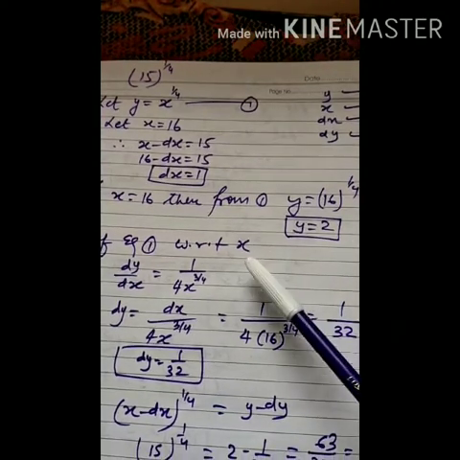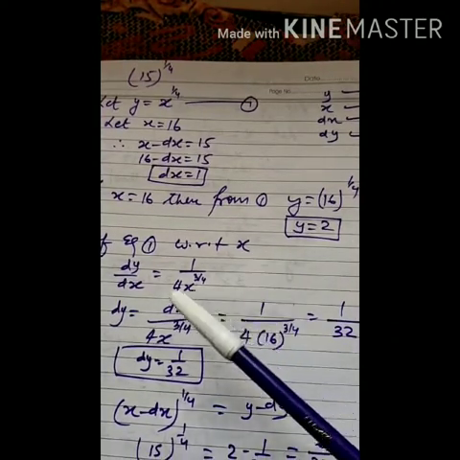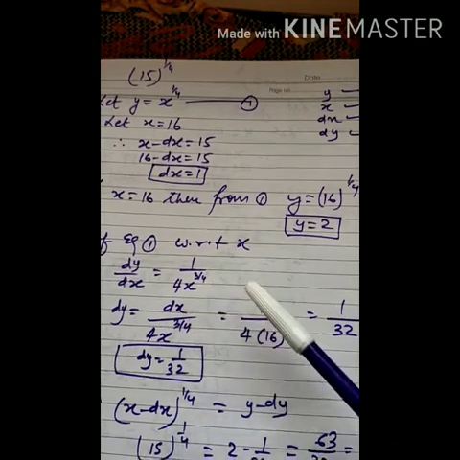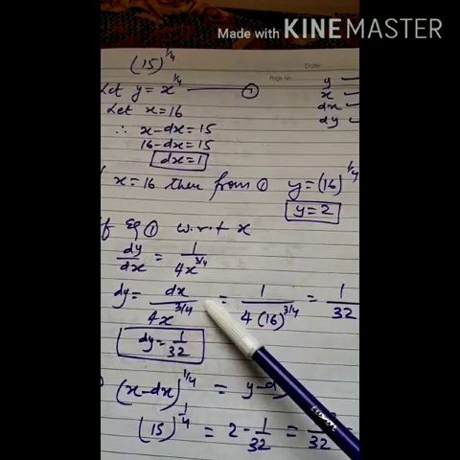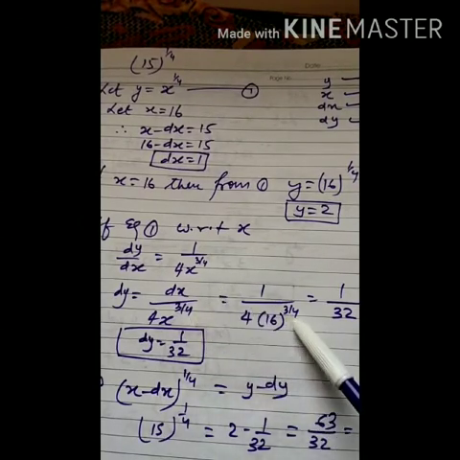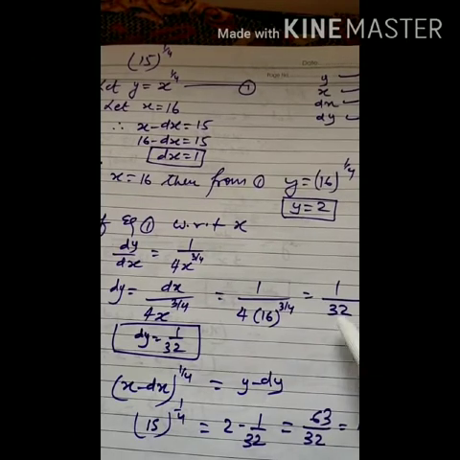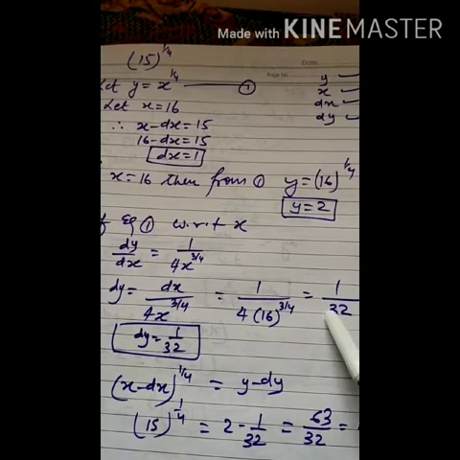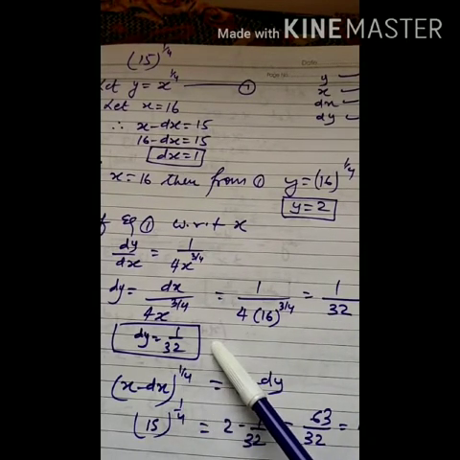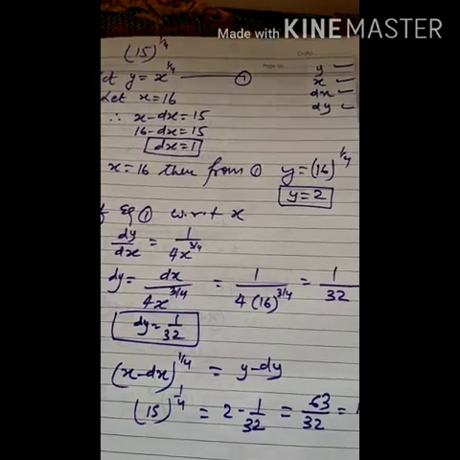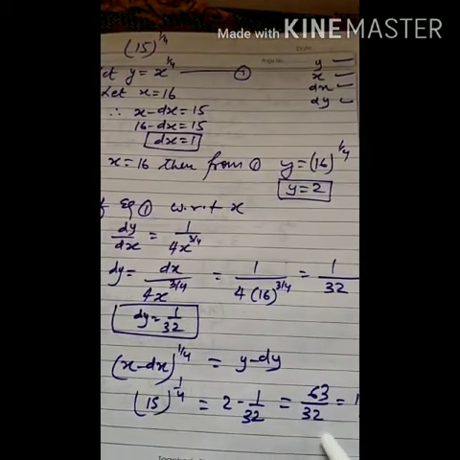Now differentiate equation 1 with respect to x. So dy over dx is equal to 1 upon 4 x to the power 3 by 4. Now the value of dy will be this much. Put the value of dx and x. After simplification we will get 1 by 32. So this is the value of dy. Okay. Now the fourth root of x minus dx will be y minus dy. So put the respective values. You will get 63 over 32.